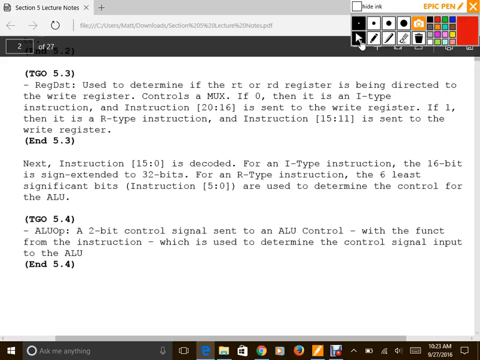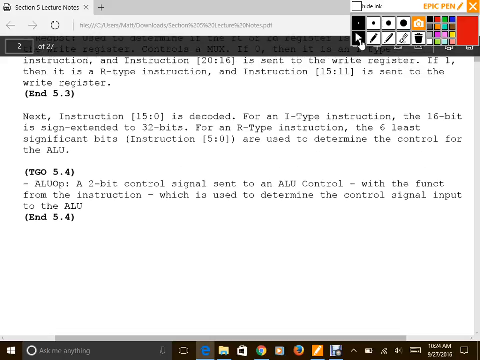But the formally defined ALU op is a 2-bit control signal sent to an ALU control with the funct from the instruction, so the function, which is used to determine the control signal input to the ALU. If you recall that 4-bit input that drove the 16 to 1 multiplexer, that's how we're starting to determine that value. Does anybody have any questions so far?